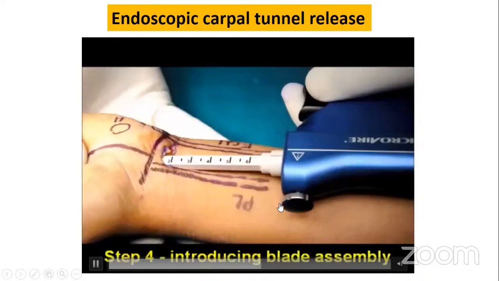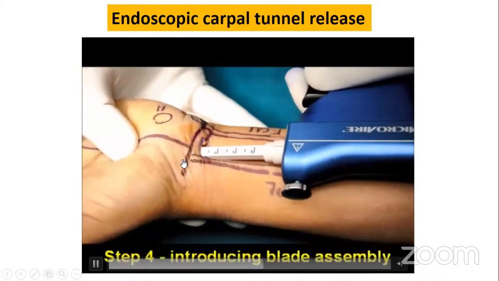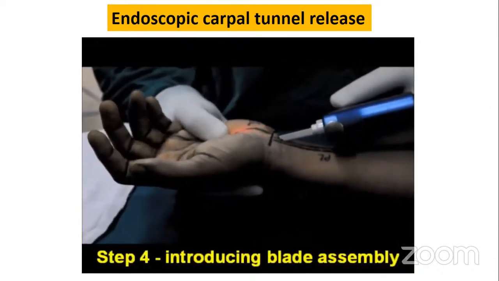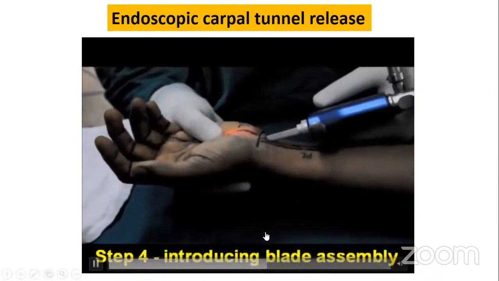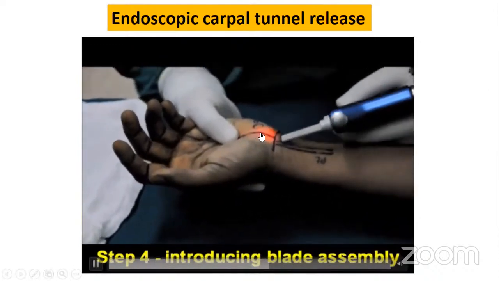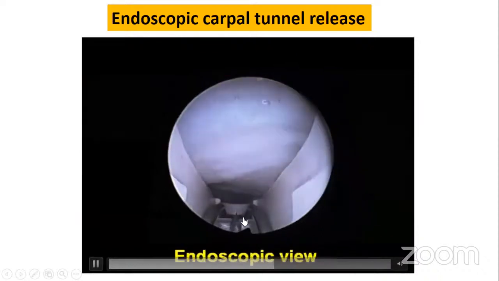And once that's done, then you introduce the blade into this. It should go smoothly. If there's very much tightness, you need to abort the procedure. Don't push it and force it there. You might cause damage to the nerve. So you're basically lying above the nerve here. Once you go in, this is the endoscopic picture. This is the transverse carpal ligament. The scope is above the nerve, so you're protecting the nerve completely.